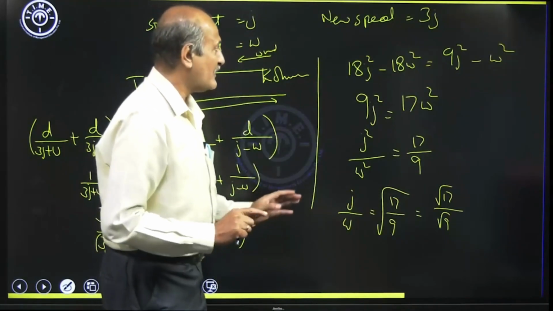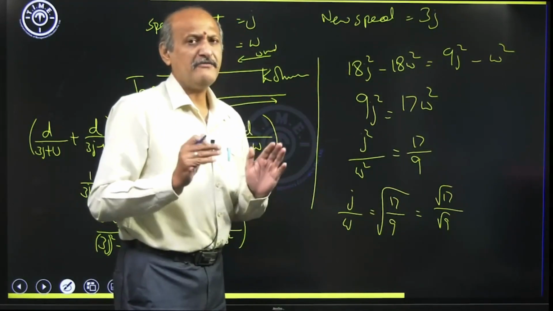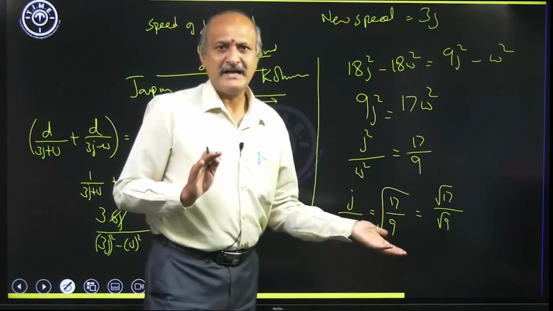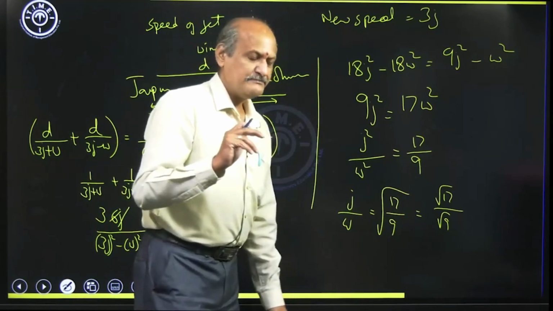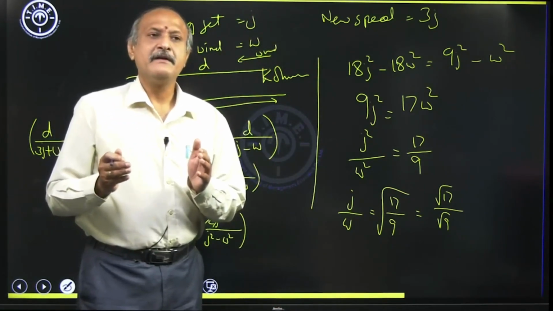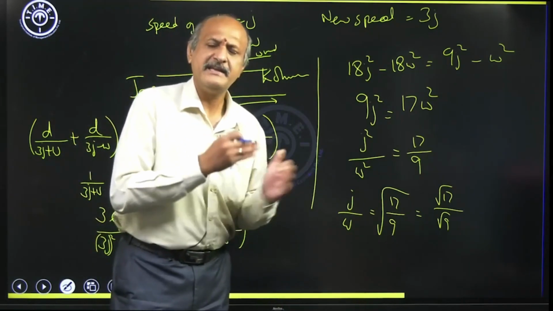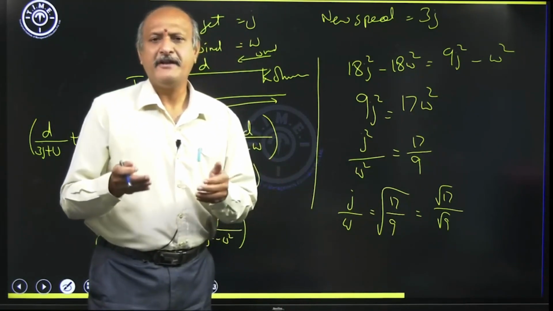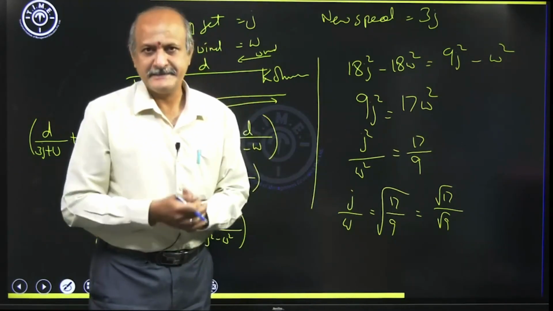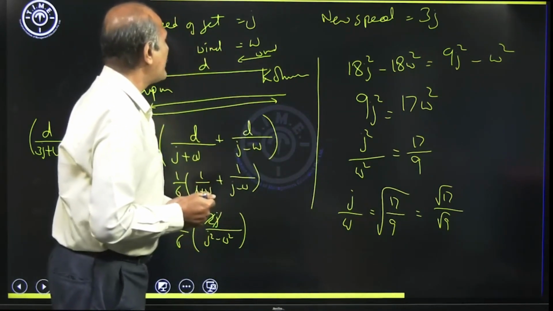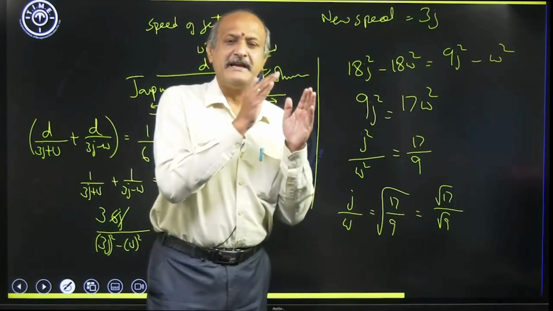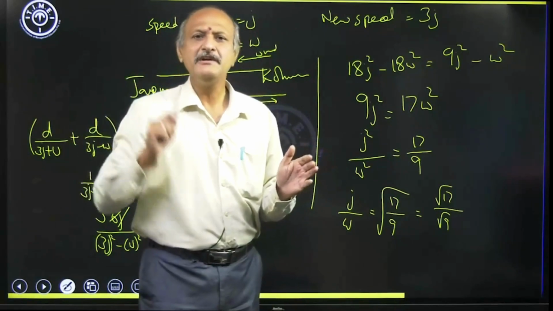Now, please remember this one. What are the important points that you have to keep in mind when you are trying to answer these questions? If objects are moving in the direction of the wind, here in this case it is a jet plane, the speed is going to increase. Hence, in the direction of the wind, the speed will be equal to the speed of the object plus the speed of the wind.